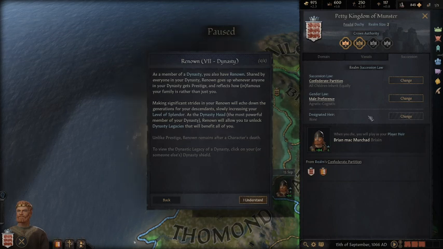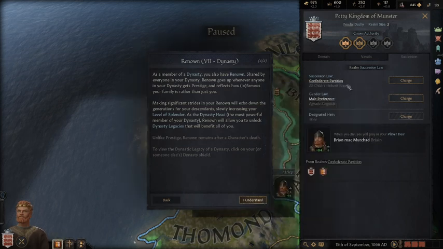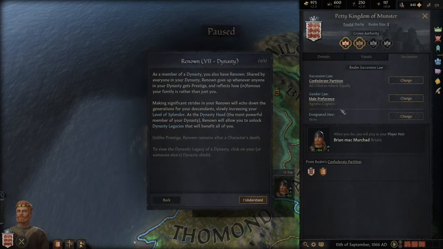So we've got Confederate petition and succession law. All children inherit equally. Gender law, male preference, agnatic, cognatic.